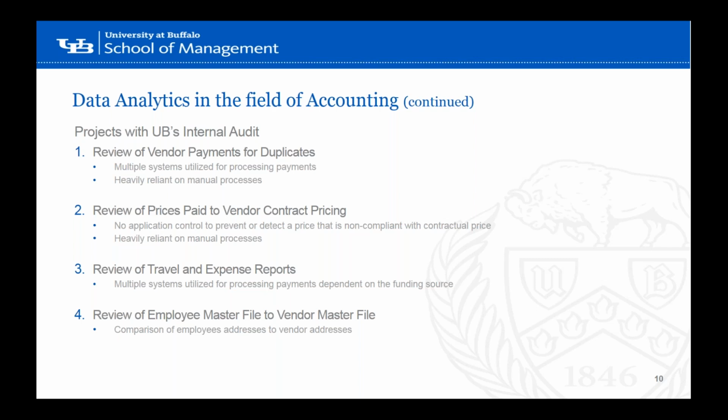The fourth one is the employee master file to vendor master file, and that has to do with more of a state law compliance issue, that there should be no employees that are also listed as vendors. So we're just doing a match based off of address, which can be quite challenging, and I'll talk about that when we get to our challenges later on, but looking to see if there is some overlap between addresses, and then when there is overlap, trying to sort through and get rid of the false positives.